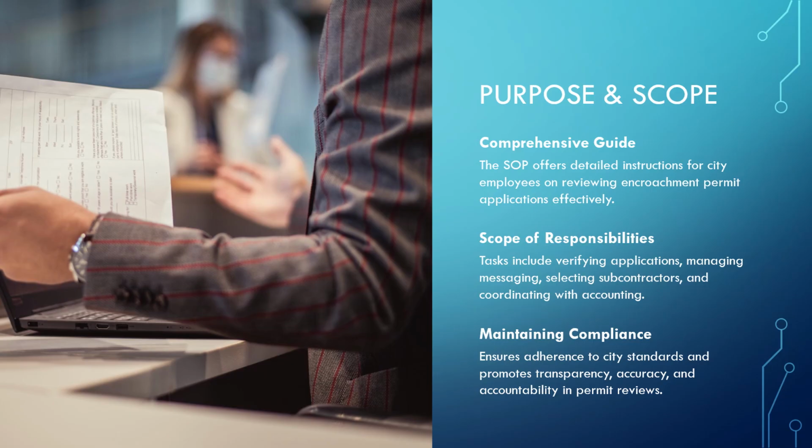The scope includes navigating OpenGov, managing internal and public messaging, verifying application details, selecting subcontractors, applying special conditions, issuing permits, scheduling pre-construction meetings and inspections, handling fees and deposits, and coordinating with accounting for major permits. The goal is to maintain transparency, accuracy, and accountability throughout the permit review process.